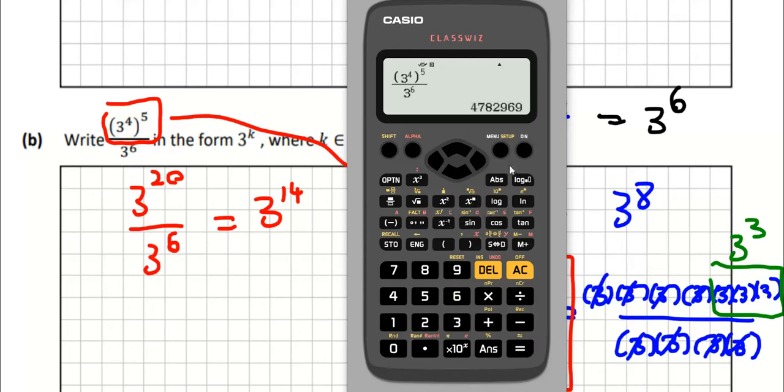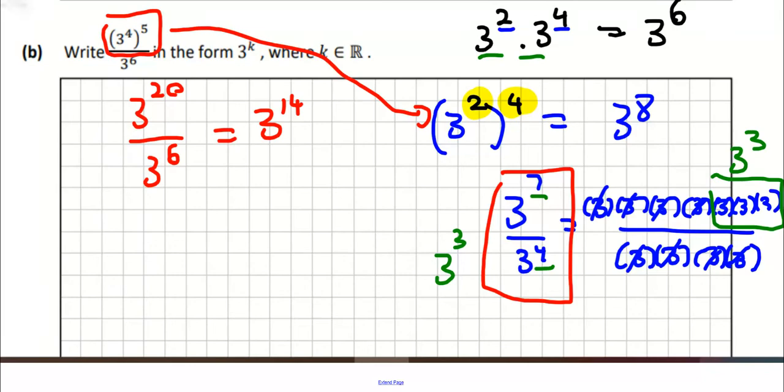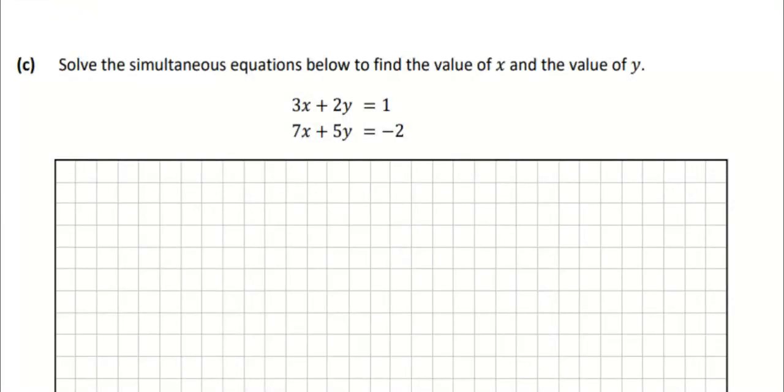Now, if I press shift and factorize on this huge number, I have no idea about it, but I can get 3 to the power 14 that way. Also a viable method if you need it. Now, next one, good old-fashioned simultaneous equation.